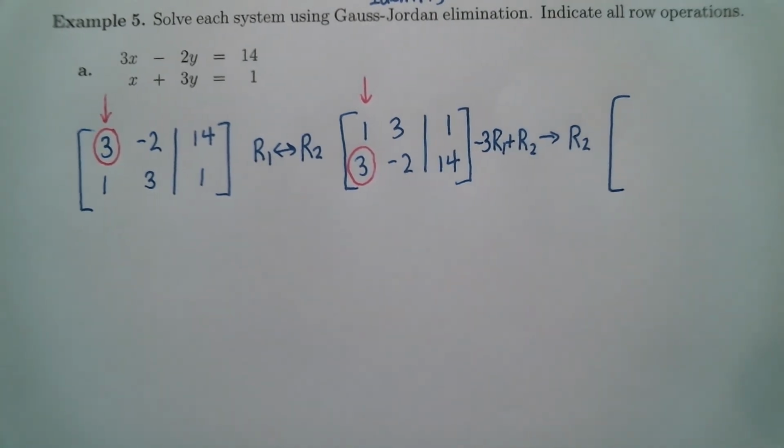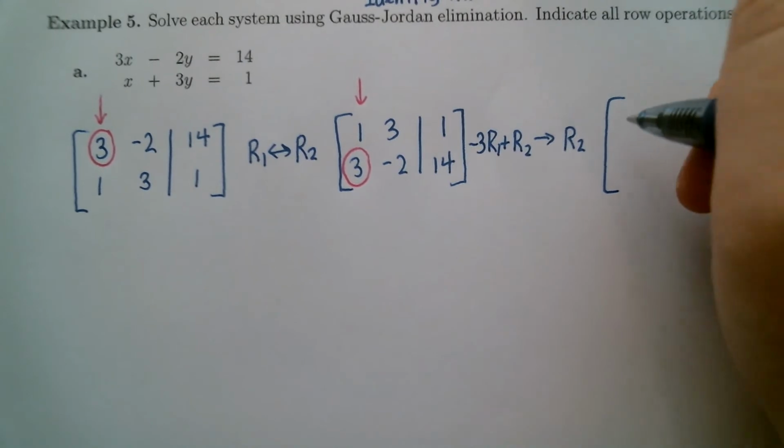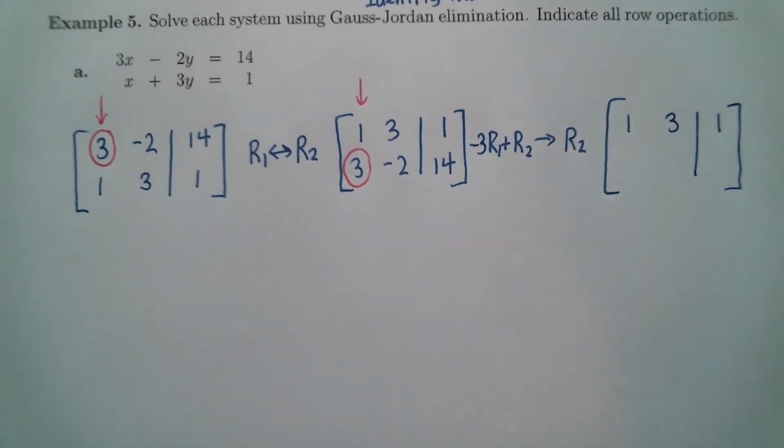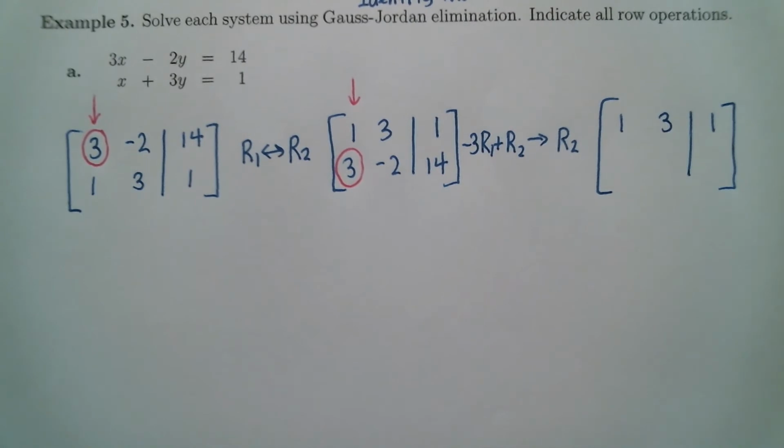We are only changing row 2. So row 1 will stay put. And I usually write that in before changing the new row, just so there's no confusion. I know I'm not changing row 1, leave it alone. Go ahead and write it in.